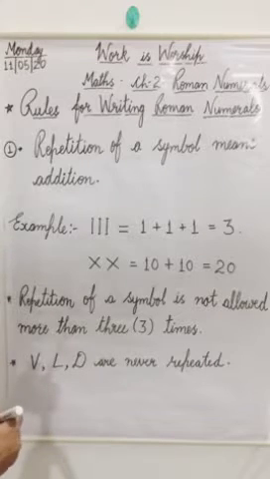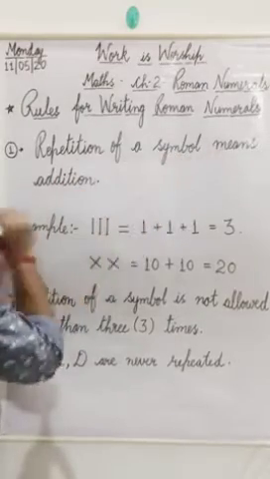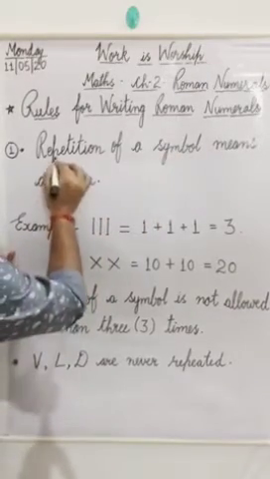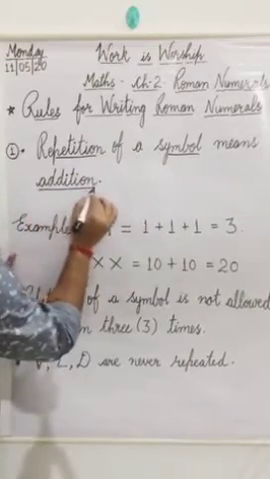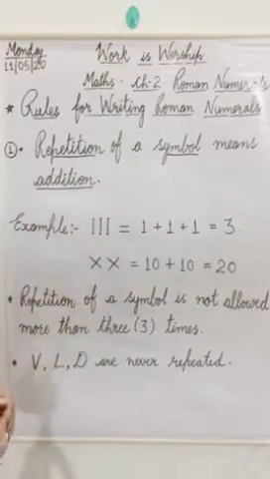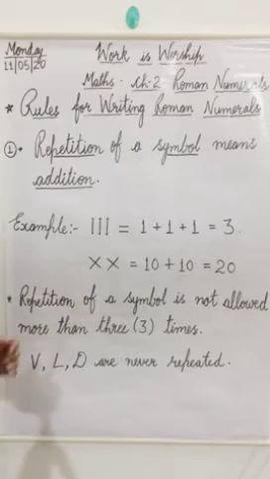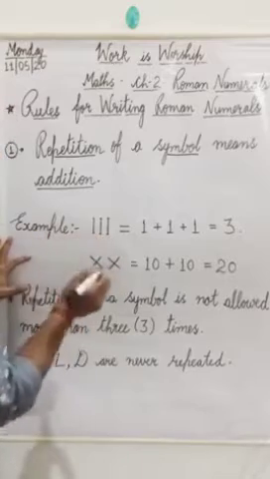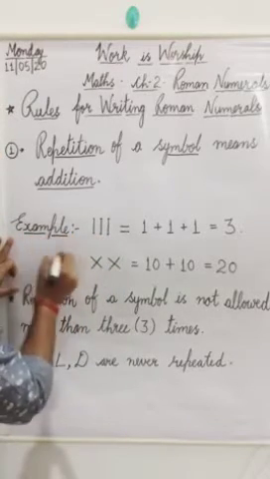Let us start. So our first rule is repetition of symbol means addition. What is our first rule? Repetition of symbols means addition. अगर हम किसी भी सिंबल को रिपीट करते हैं बार बार तो इसका मतलब वो ऐड होते जाएंगे. Okay, so let us understand the concept with the help of an example.